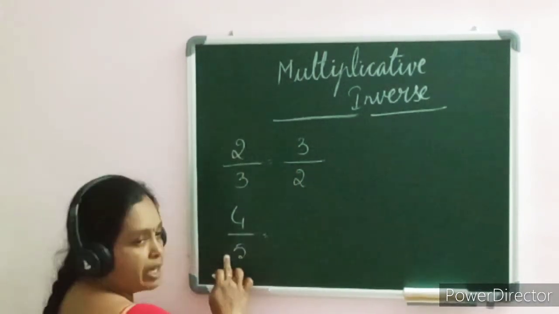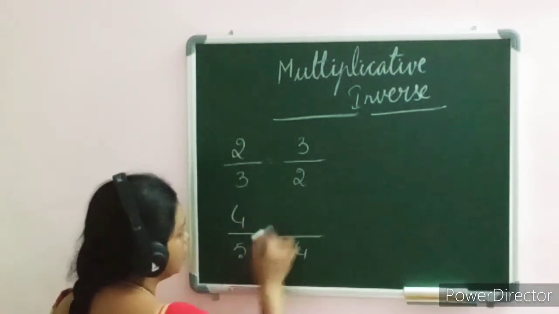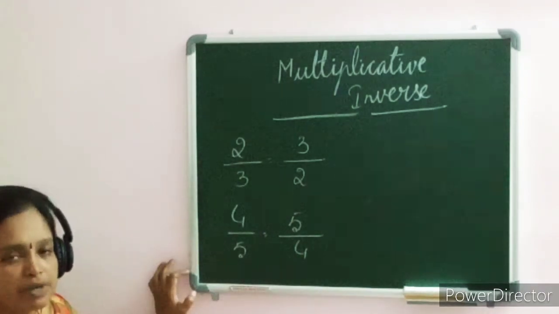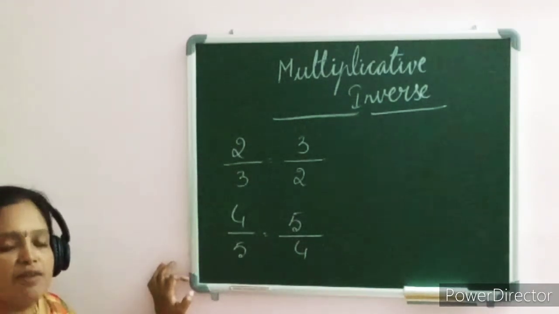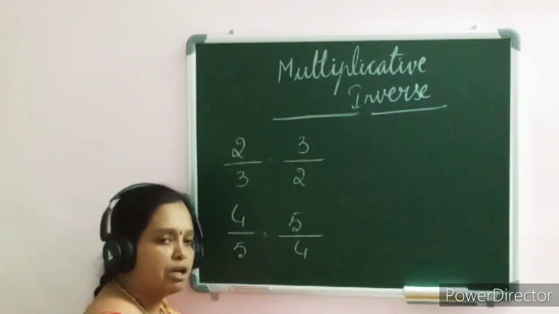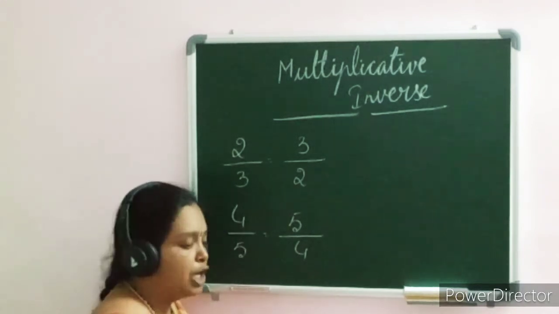Now 4 by 5, what is the multiplicative inverse? Write the numerator as denominator and denominator as numerator: 5 by 4. So multiplicative inverse is nothing but reversing the given fraction. The numerator we write as denominator and the denominator we write as numerator.